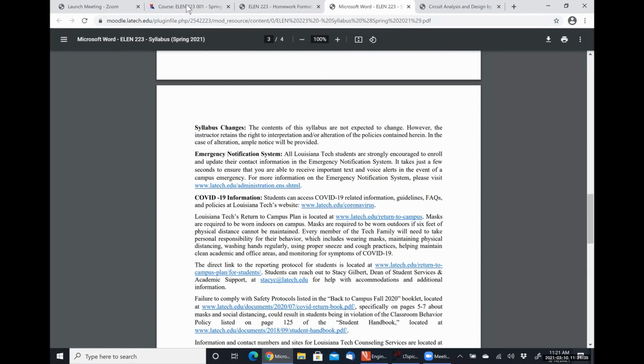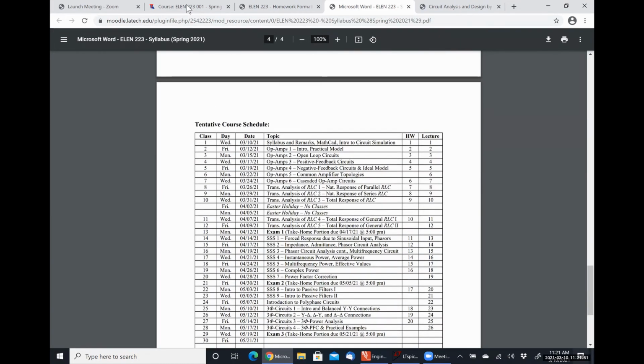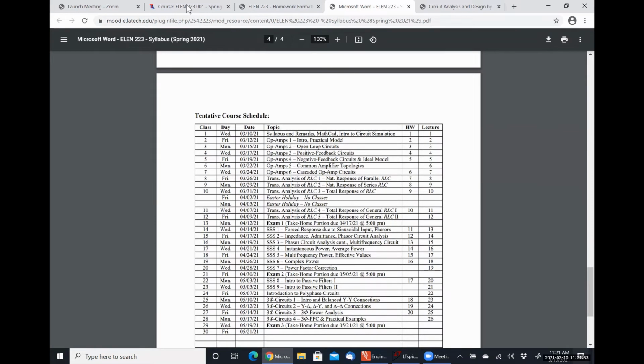Syllabus changes: I don't expect any. The emergency notification system and COVID stuff is all boilerplate that you should have seen on every syllabus this entire year, so I don't feel like wasting time on that. Then we have our schedule, which has the list of lectures, the topics being covered, and when the homework assignments are assigned. Like I said, if it's assigned on Wednesday the 10th, it'll be due the following Wednesday at 5, et cetera. So, any questions regarding syllabus junk? Yes, sir.